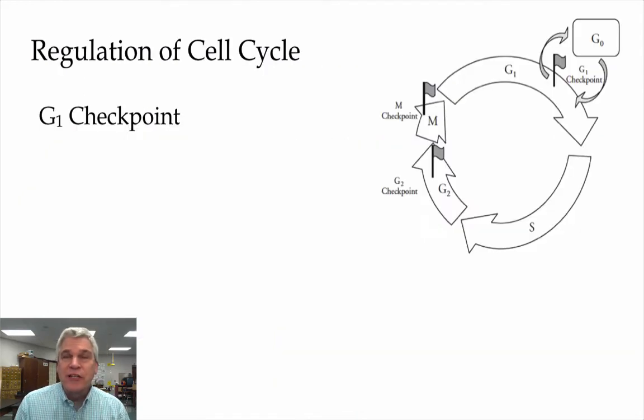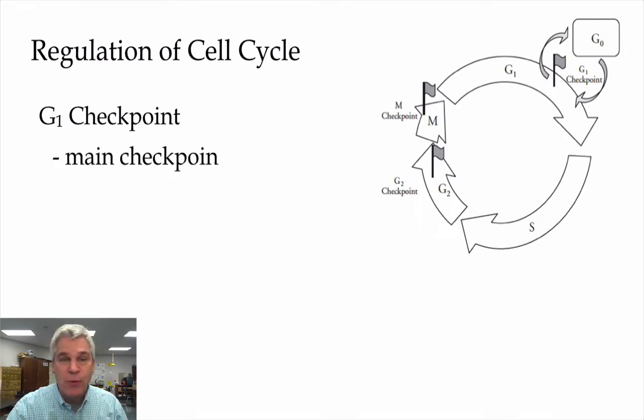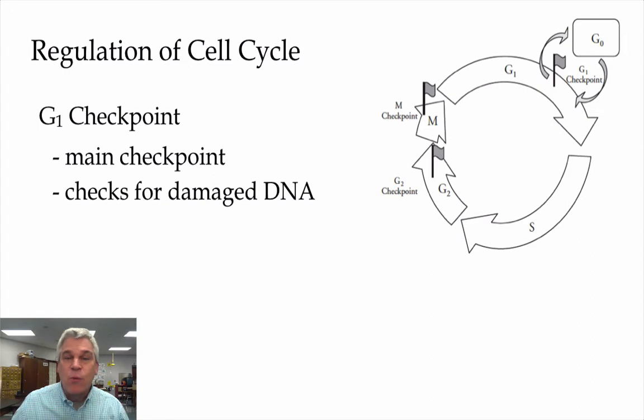Now, in order to control the cell cycle, there are a variety of checkpoints. So at the end of the G1 stage, we have what's called the G1 checkpoint. This is the main checkpoint for all cells before they get ready to divide. And what it's looking for is, has the DNA been damaged? Is this something that can be replaced? If so, let's replace it.